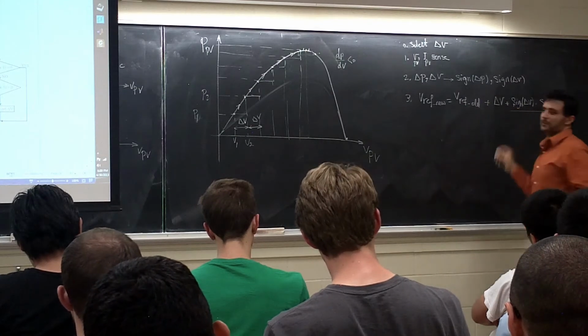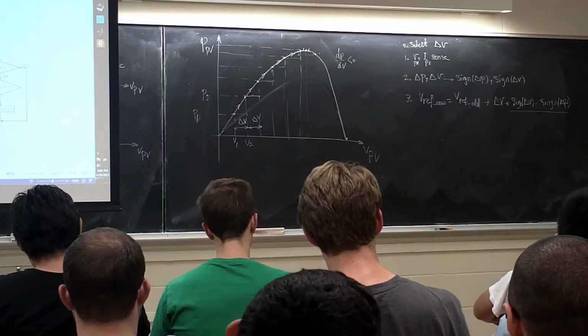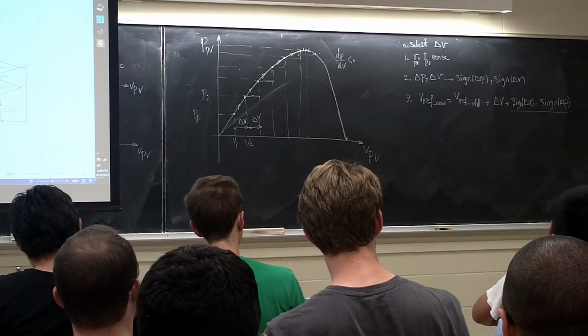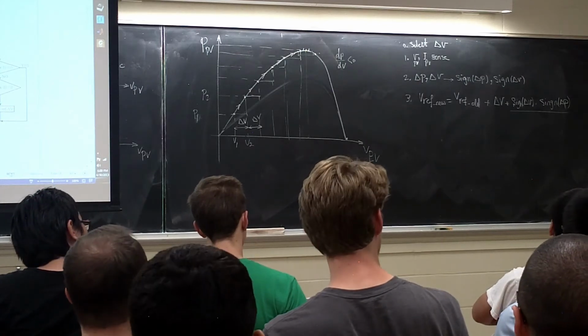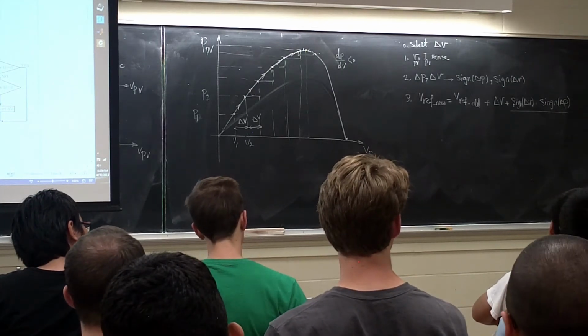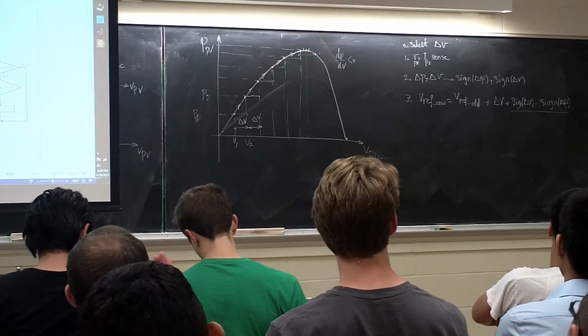Basically, this is like the dP over dV, right? If both of them are positive, it means dP over dV is positive, so you should increase. If one of them is negative, you should decrease, right?